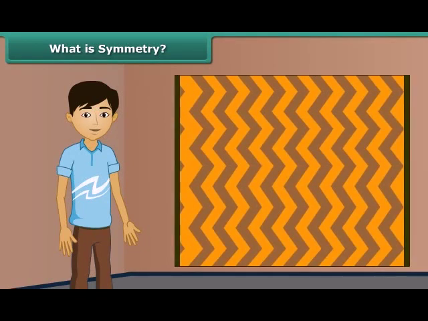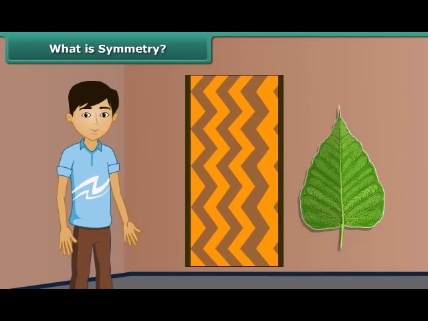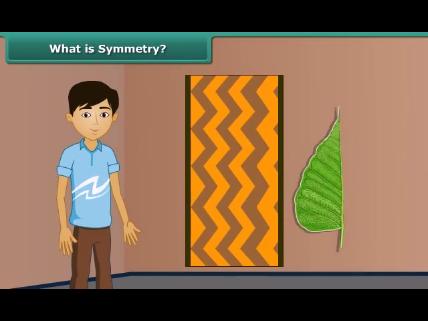Children, look at the rug. When you fold it, the left and right halves match each other. Thus, the rug is said to be symmetrical. Look at this leaf. On folding the leaf, its two halves match each other. Thus, it is symmetrical.